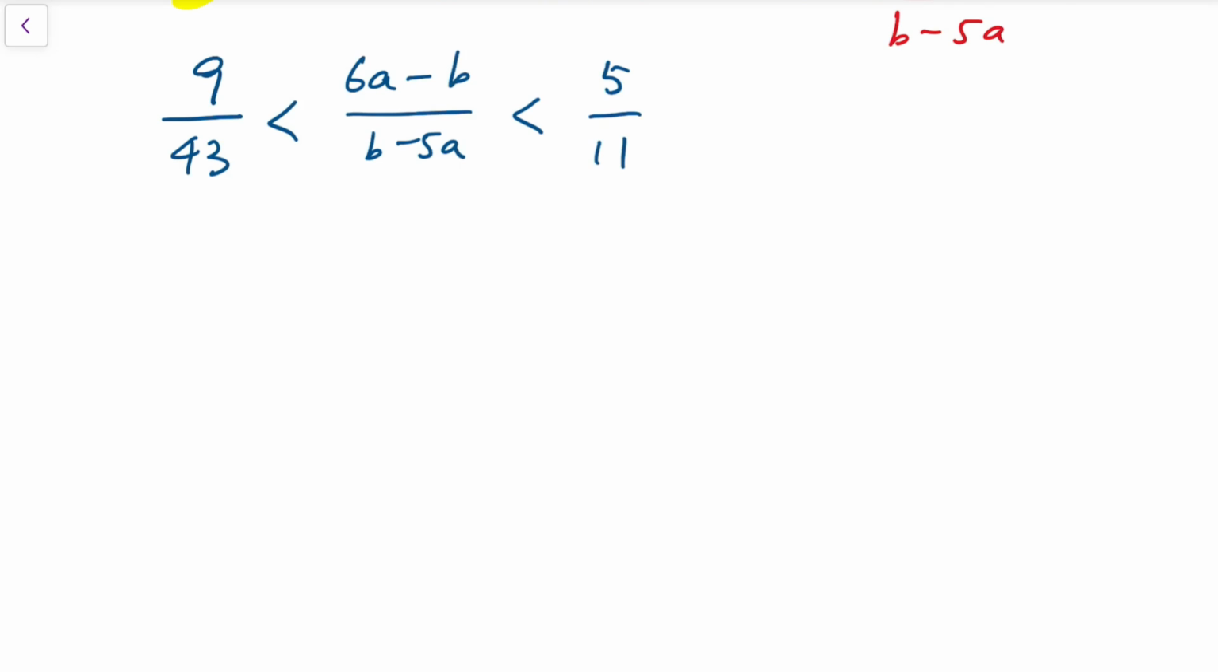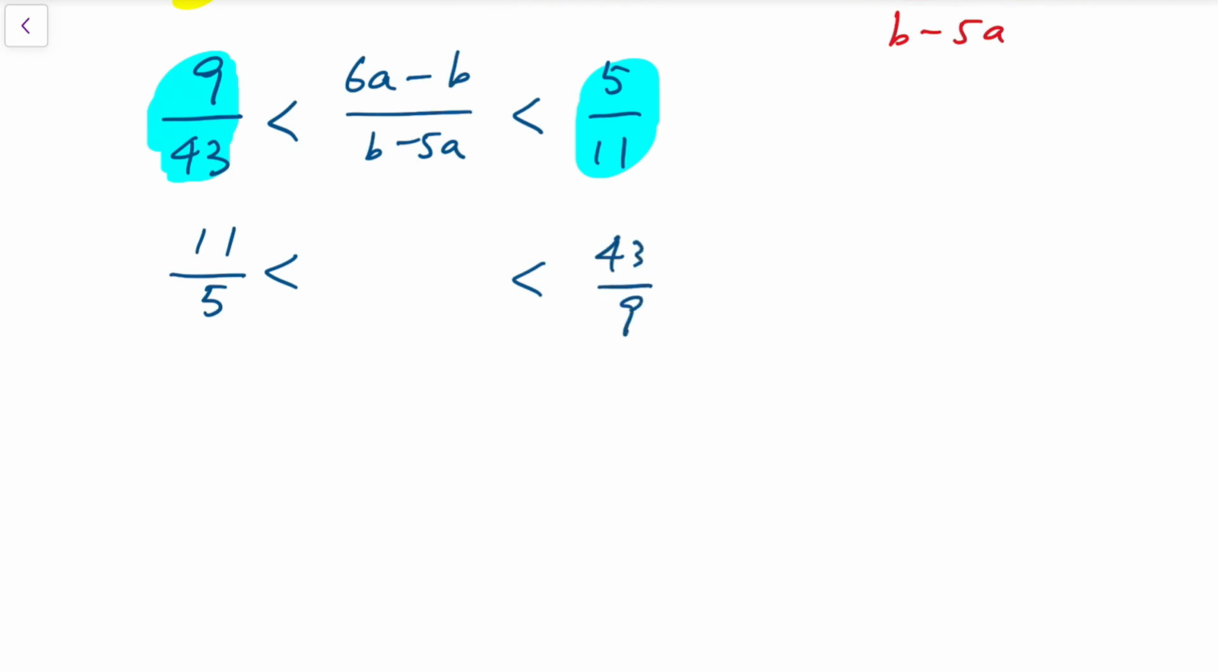Now I can do the reciprocal step again because the fractions on both sides are between 0 and 1. Now after the flipping, the smaller fraction is actually the reciprocal of the larger one in the previous step. So it's 11 over 5. Whereas for the larger fraction, it should be 43 over 9, and the fraction in the middle is b minus 5a, all divided by 6a minus b.